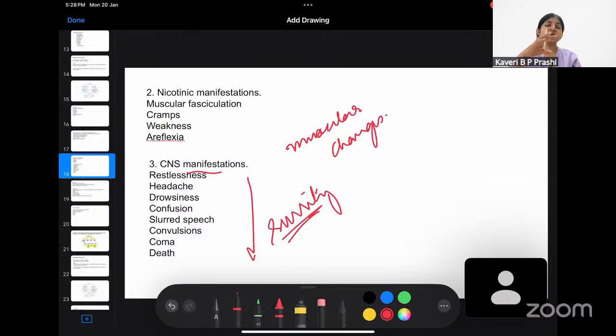Later, what happens? He's going from stable to unstable. That time he'll go through confusion, slurred speech, convulsions and all. And lastly, he'll go into coma and death. This is how you have to remember the order.